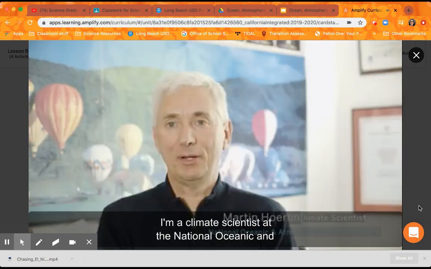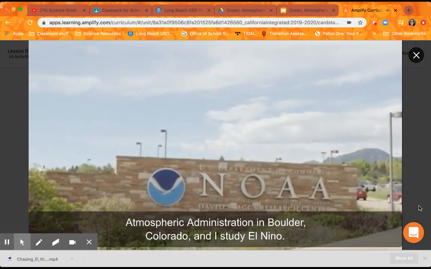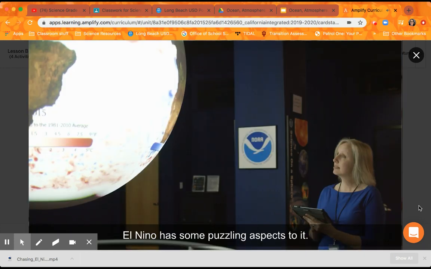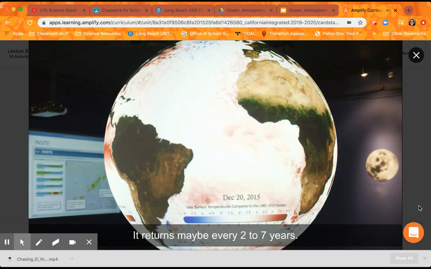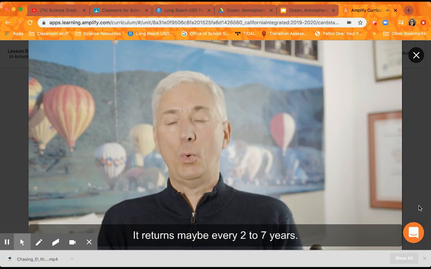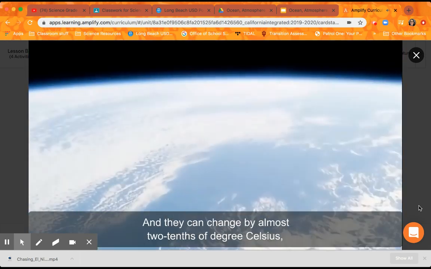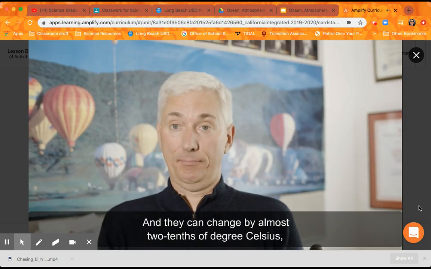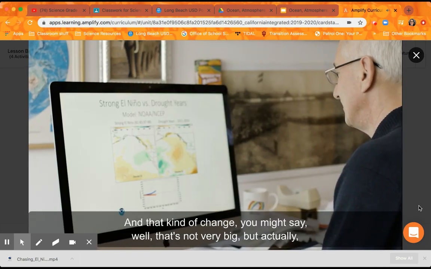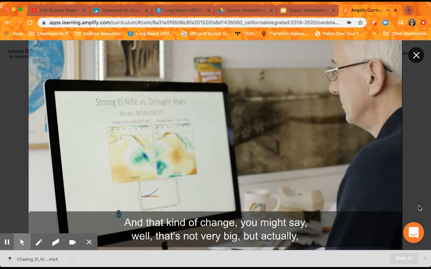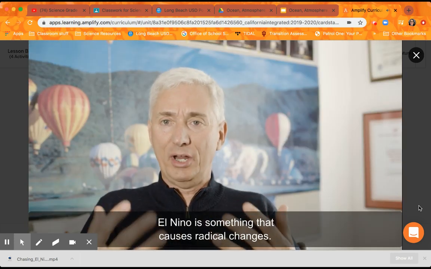I'm Marty Hoerling. I'm a climate scientist at the National Oceanic and Atmospheric Administration in Boulder, Colorado, and I study El Niño. El Niño has some puzzling aspects to it. It lasts 12 months. It returns maybe every 2 to 7 years. When El Niño happens, the ocean temperatures change and the air temperatures change over the whole planet. And they can change by almost 2/10 of a degree Celsius, almost a half degree Fahrenheit. And that kind of change, you might say, that's not very big, but actually it is big, and we can see it happening.